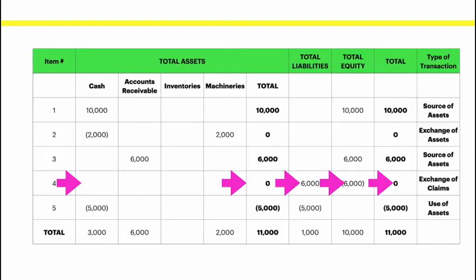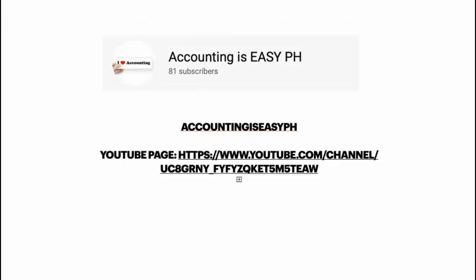You need to remember that in exchange of claims, our asset accounts will not be affected, which also results in no effect in our total asset. But it will affect total liabilities and equity inversely. Meaning that if a liability account increases, there will be a corresponding decrease in our equity account. Or if the liabilities decrease, there will be a corresponding increase in our equity account. Ultimately, it will have no effect in our aggregated totals of liabilities and equity account and makes the accounting equation remain unchanged. And there you are!